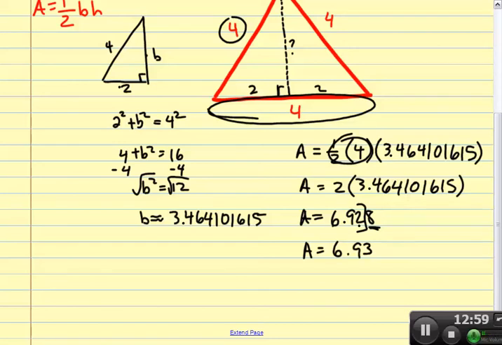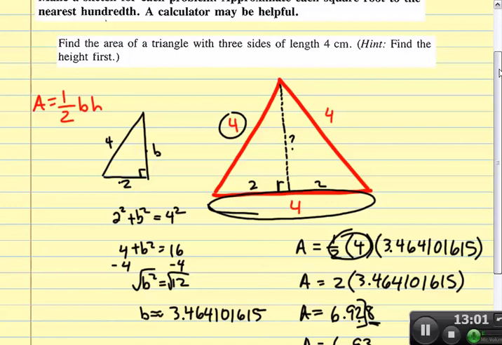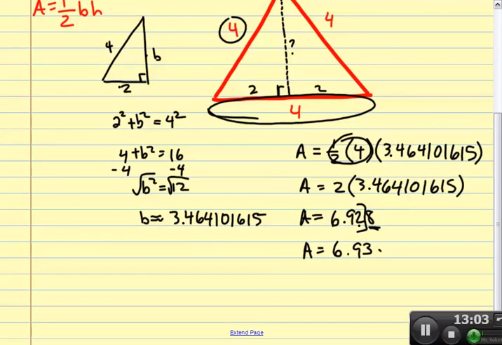What units were these? Centimeters. And since it's area, it's squared. All right. Man, Pythagoras.